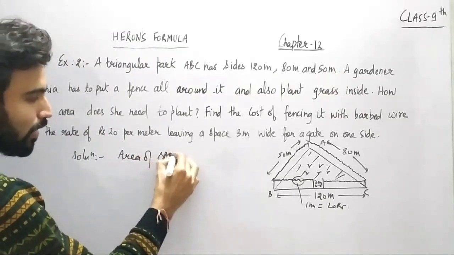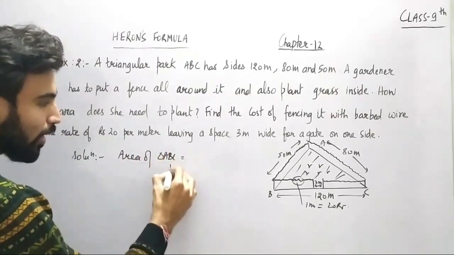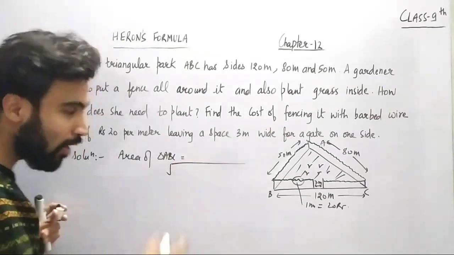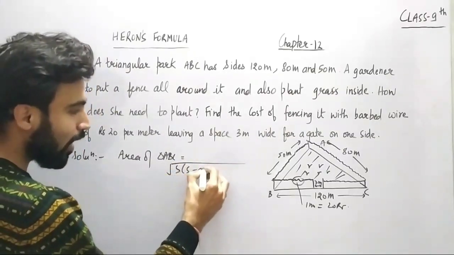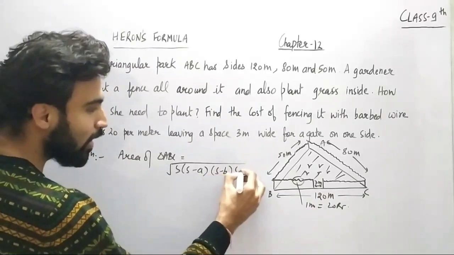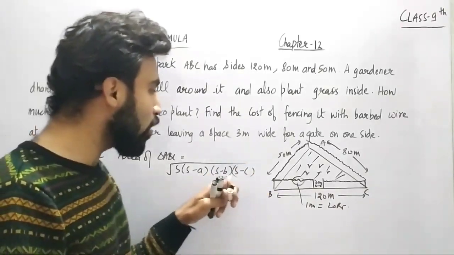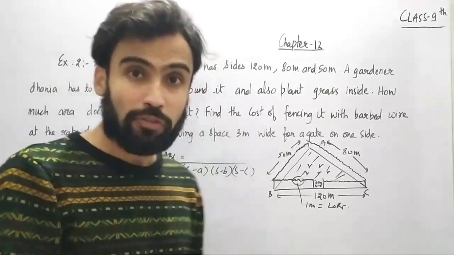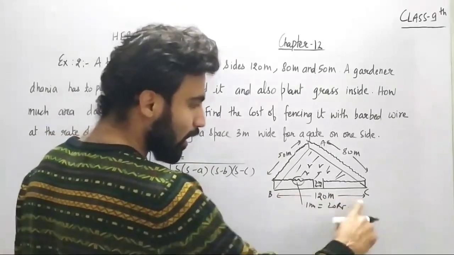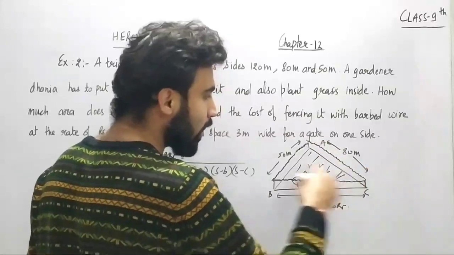You can see ABC. Now we know we are going to calculate it with the help of Heron's formula. So the formula is square root of S(S minus A)(S minus B)(S minus C), right? So हमें यहाँ पे क्या क्या चाहिए? एक तो A, B और C की वैल्यू चाहिए, which are the sides of the triangle, जो कि हमें पता है. You can see एक 120 है, 80 है and 50 है.